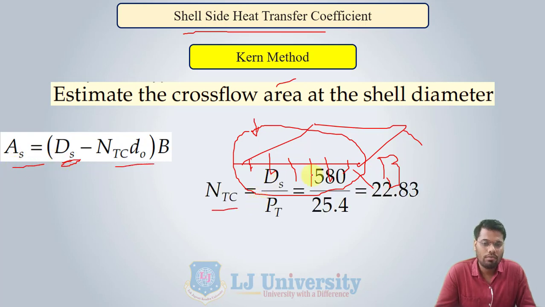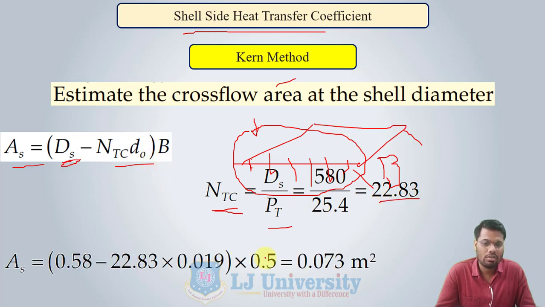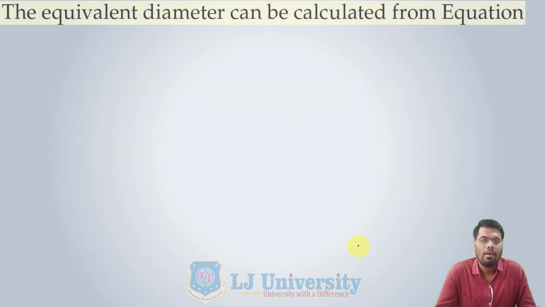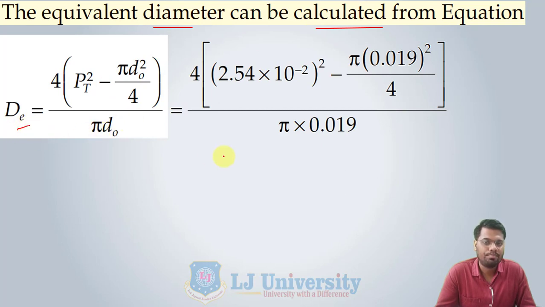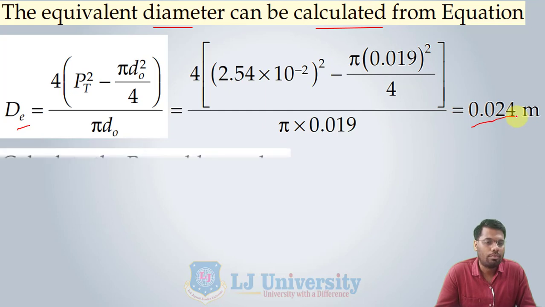From this equation, the number of tubes at the center would be the shell diameter divided by pitch, which is 22.83. Putting all the values in this equation, we get the free flow area at the center, which is 0.073 meter square. Now the equivalent diameter can be calculated from the equation. For the square pitch we know the equivalent diameter equation, and it is 0.024 meter.